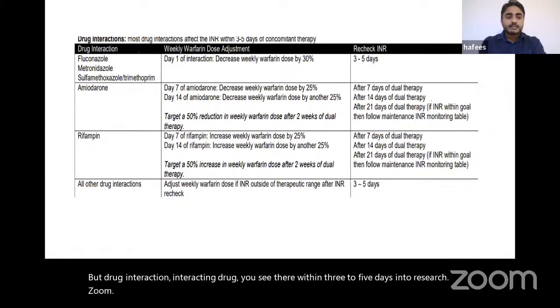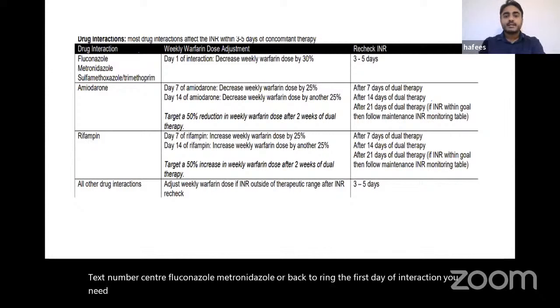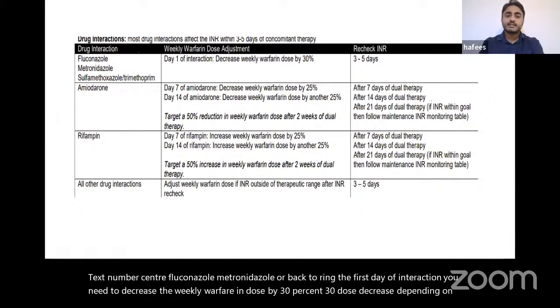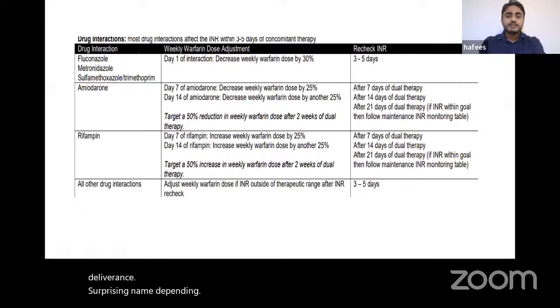So here are some examples: fluconazole, metronidazole, or Bactrim. On the first day of interaction, you need to decrease the weekly warfarin dose by 30%. It depends on the drugs elevating or suppressing the liver enzymes, and on the time. So every 3 to 5 days we need to recheck INR.